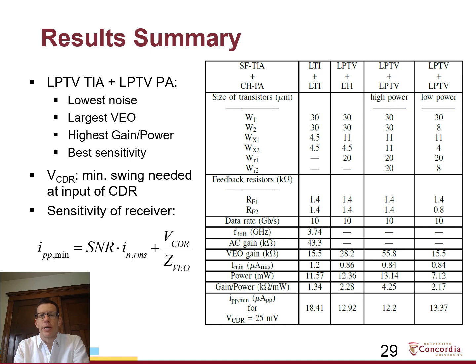The results are summarized here. So the variant with a periodically time varying TIA and post amplifier had the lowest noise, the largest vertical eye opening, and the highest gain to power ratio. It also has the best sensitivity. And our sensitivity metric is shown here in the bottom. So it's this minimum current where we consider both analog and digital sensitivities, where we assume we need a 25 millivolt swing at the input of the CDR.